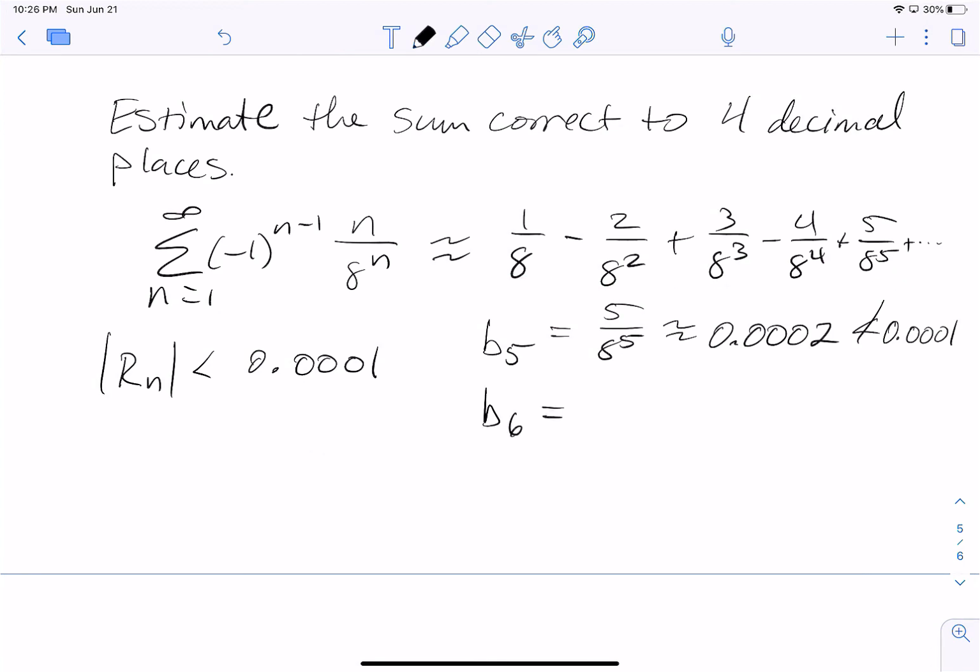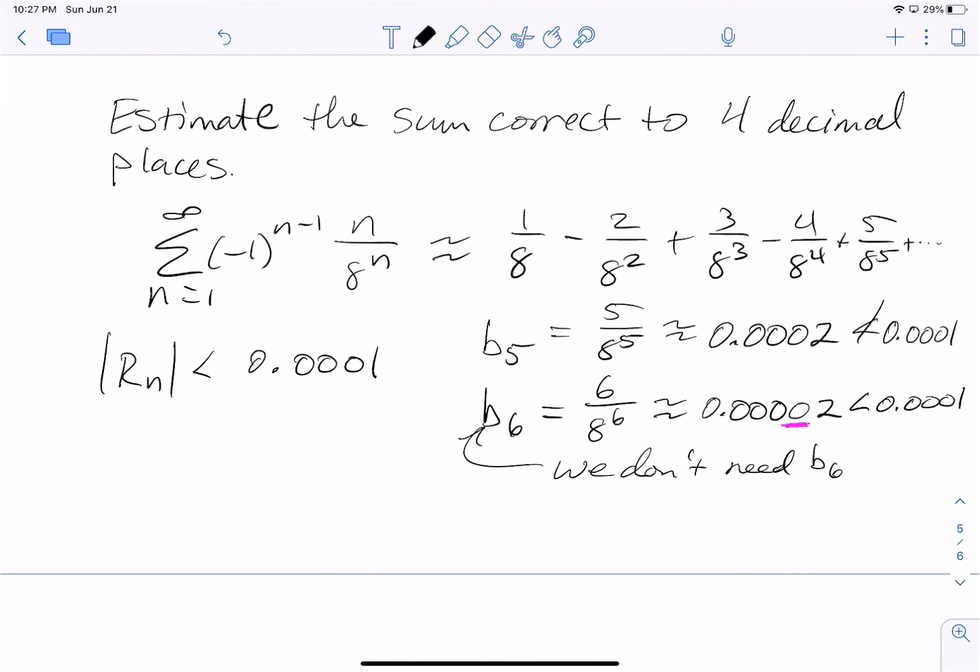b sub 6 is 6 over 8 to the 6th, and that's approximately 0.00002, which is less than 0.0001. We want to be correct within 4 decimal places, and we're good with 0.00002. Therefore, we don't need this one. We don't need b sub 6. So, adding together the first 5 terms, we get that the sum is approximately 0.0988. And please resist the temptation to write more digits. We were asked to be correct to 4 decimal places. That means we stop once we get to 4 decimal places.